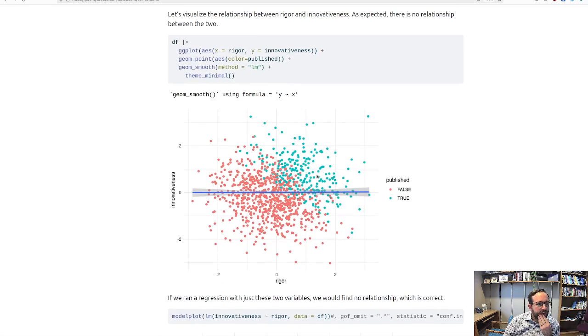Hopefully that setup makes sense. Oh, that's what I was going to say. You can see, right, that this is where the randomness appears. Anything in this area could be either published or unpublished.